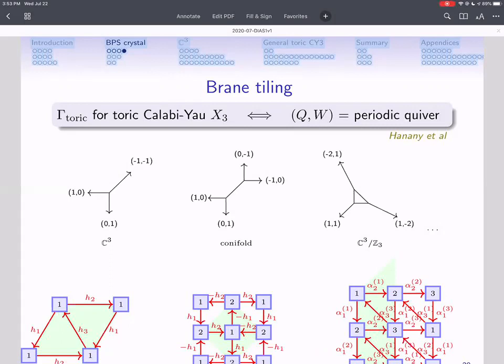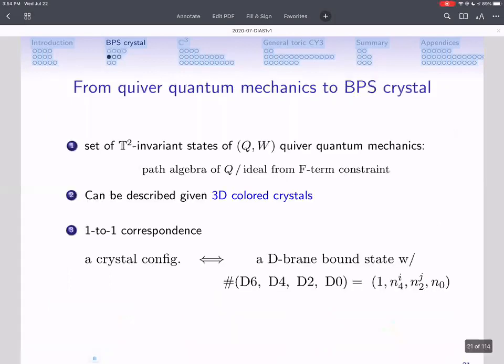So, for example, this periodic quiver that I mentioned already, for the C3 case looks like this, and this is more complicated, the P2 case here. Now, starting from the quiver quantum mechanics, you can use that to describe the set of BPS states. So basically, we want to focus on the T2 invariant states of this quiver quantum mechanics.